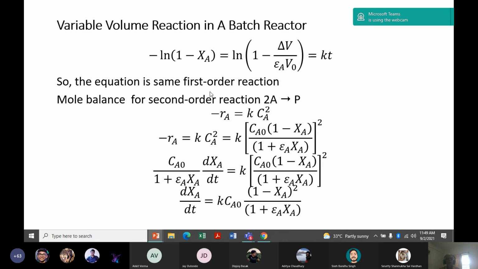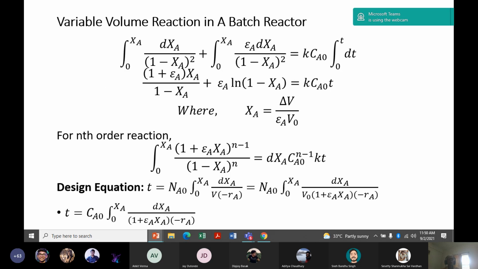Now for the second order reaction 2A to P, substitute the second order kinetics and substitute Ca. With respect to volume change, 1 plus epsilon Xa will be in the denominator, and this will be squared. So one 1 plus epsilon Xa term on the left hand side will cancel one term on the right hand side, and one remains. So the final form is not the same as the constant volume reaction.